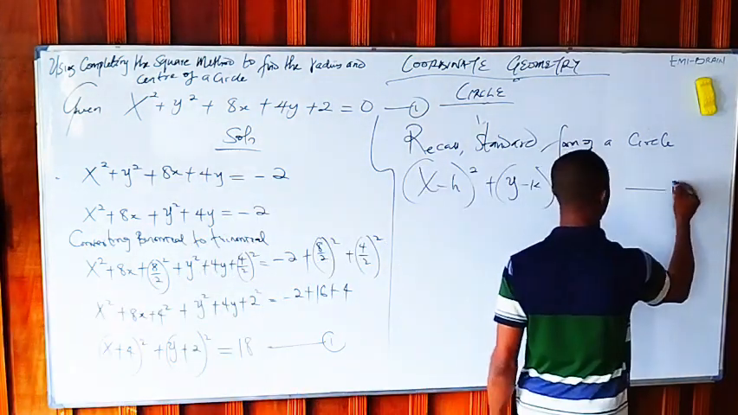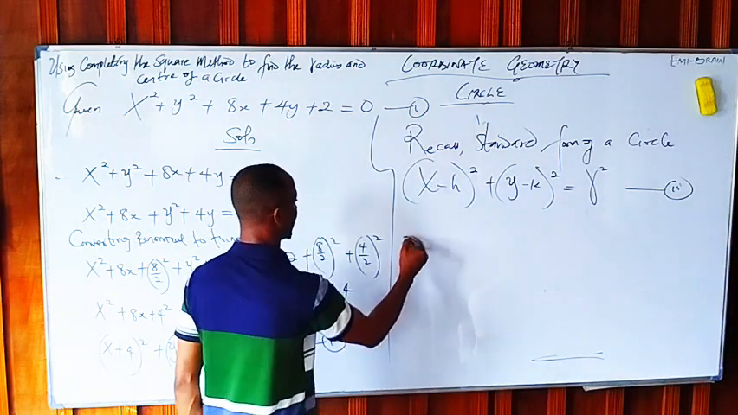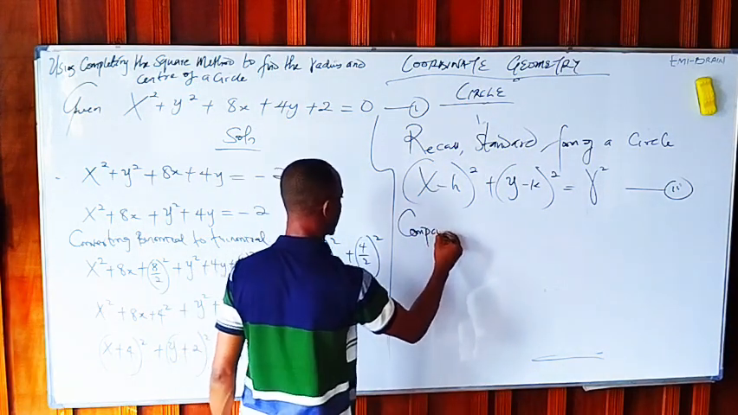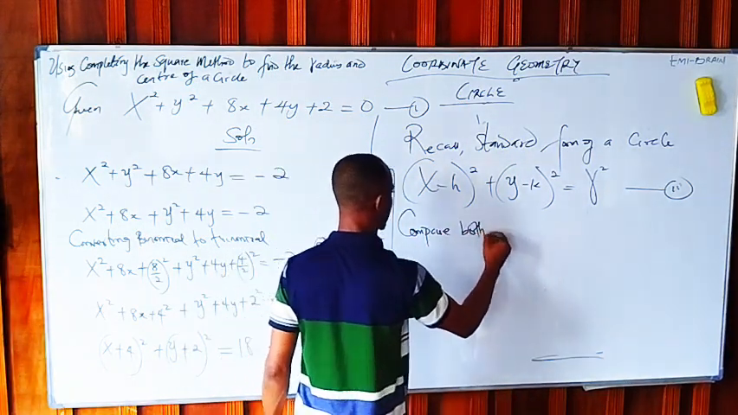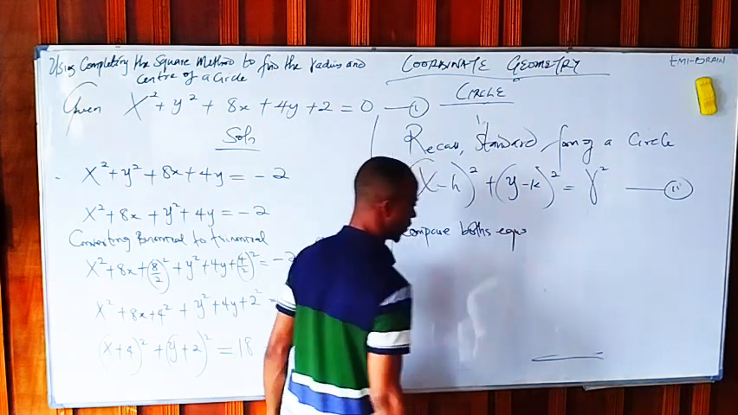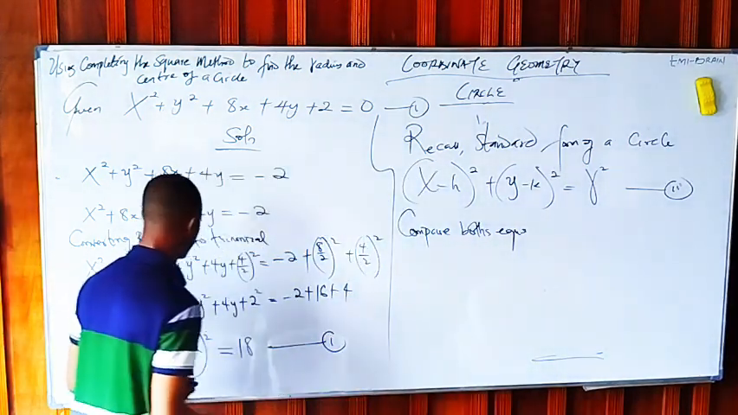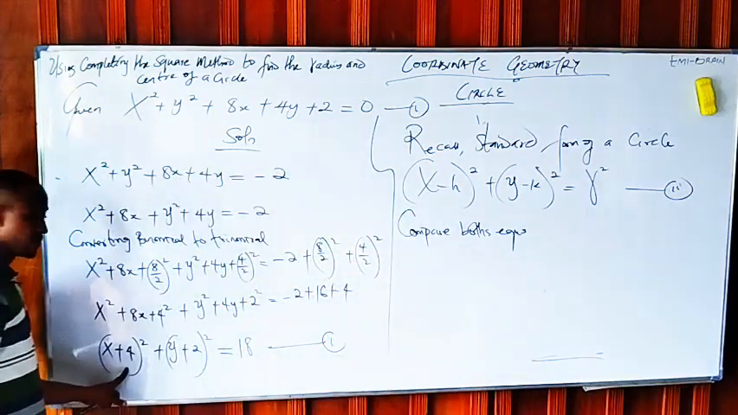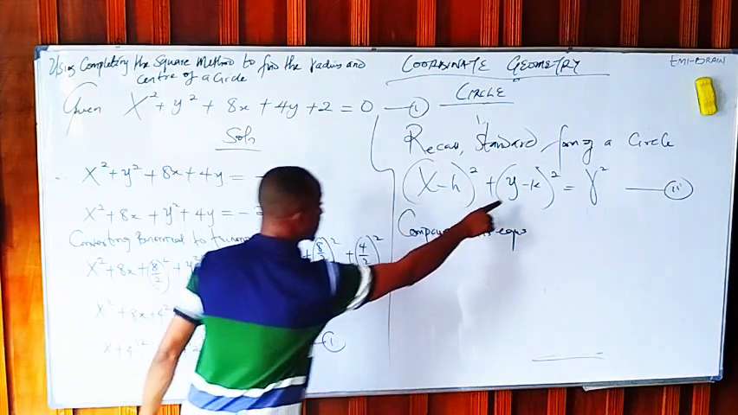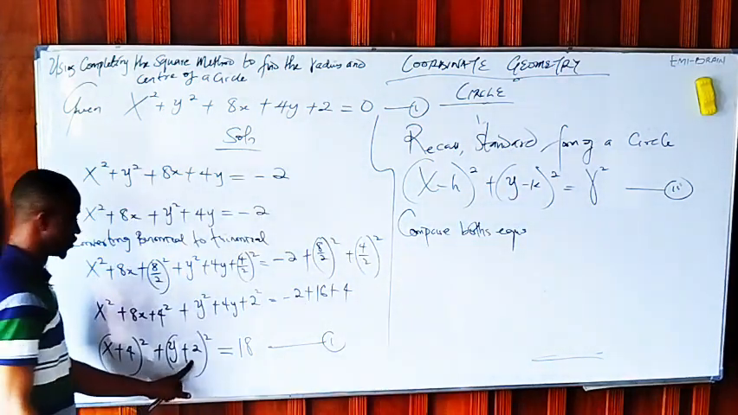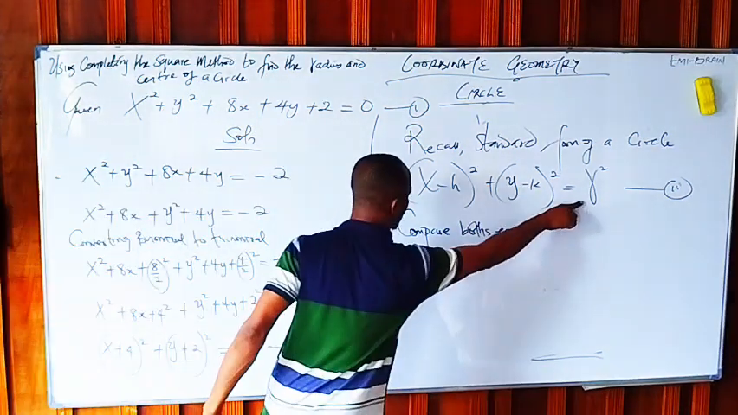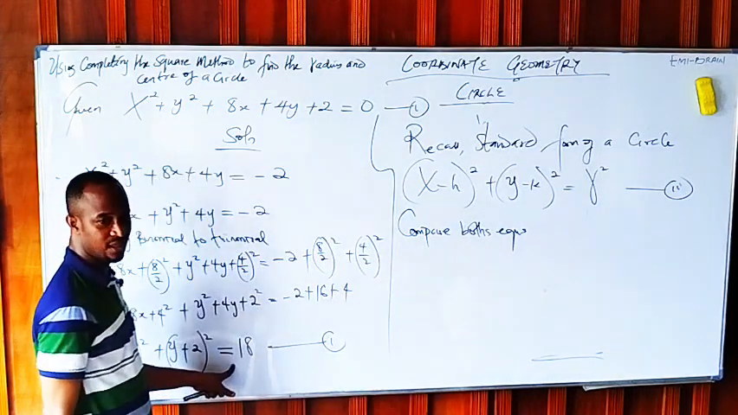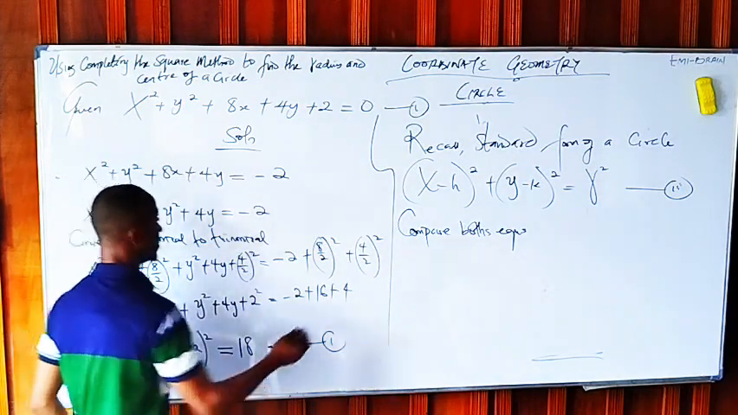This is equation 2. Are you following me? I will now compare both equations. By comparison, what does that imply? That minus h is equal to 4. That means minus k equals 2. That means r squared equals 18. Can we proceed?